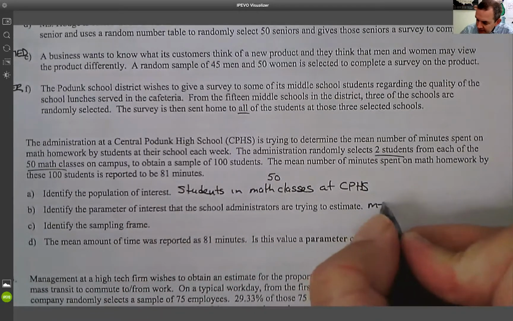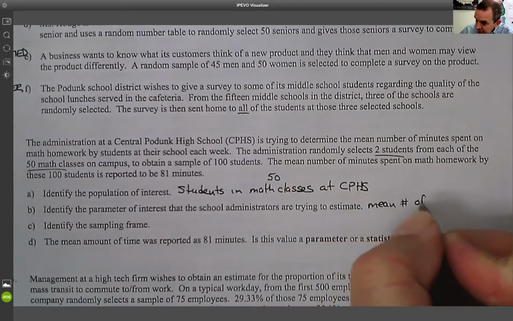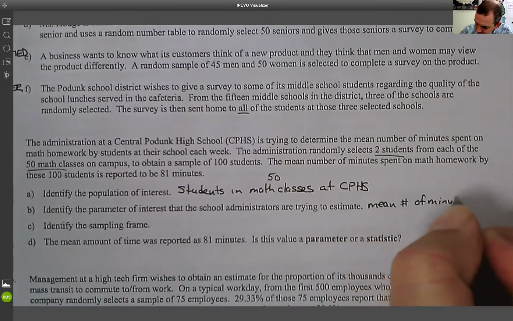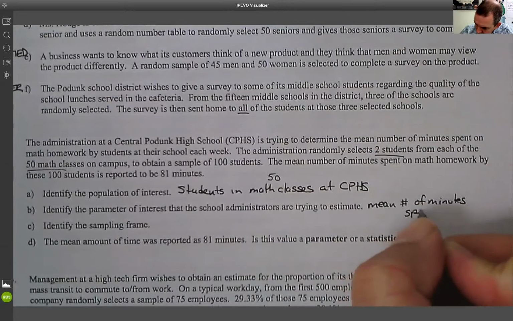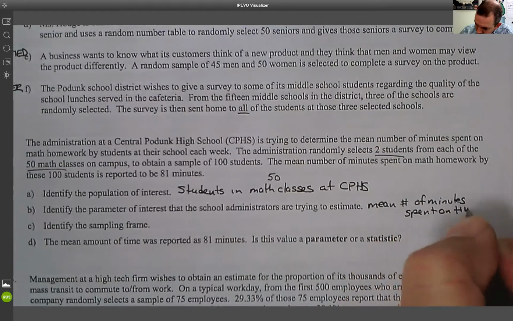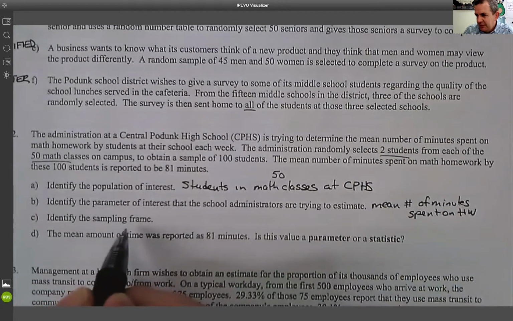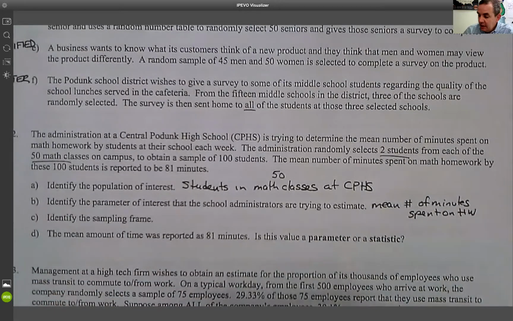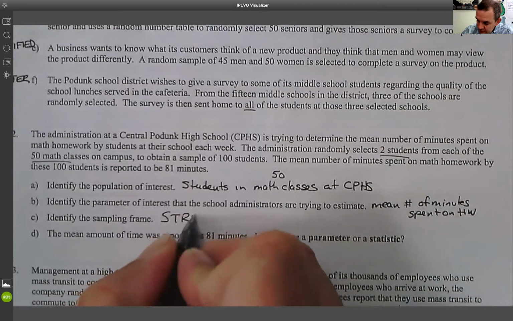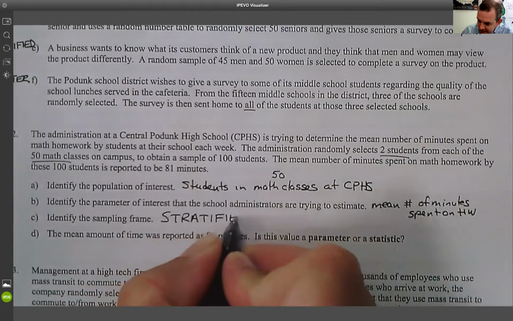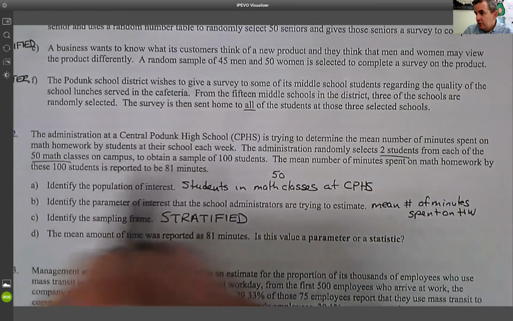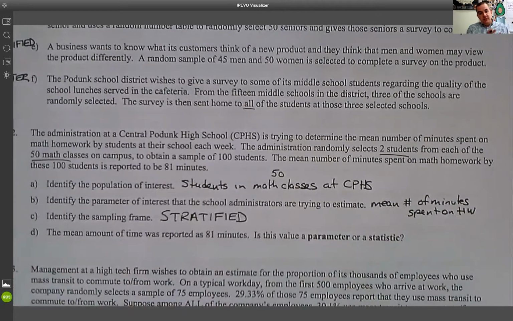Identify the parameter of interest that the school administrators are trying to estimate. And what it's supposed to be is the mean number of minutes spent on homework. Identify the sampling frame. Well, the sampling frame in this case, that's a very fancy word, in terms of what is the sampling method. This is a stratified sample. What I mean by that is, since we're picking 2 students from each of the 50 math classes, we've stratified it based on math class because we believe that each math class may have a different perspective on homework. So we want to break those into separate groups.